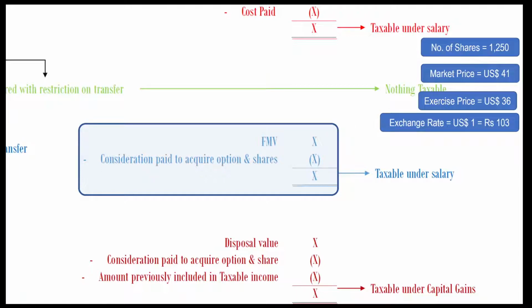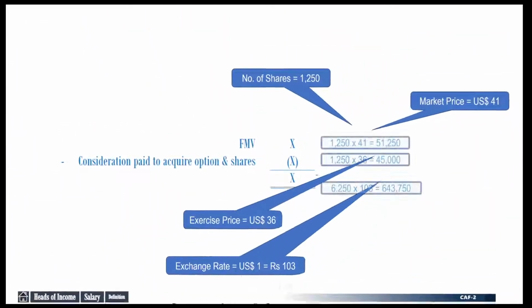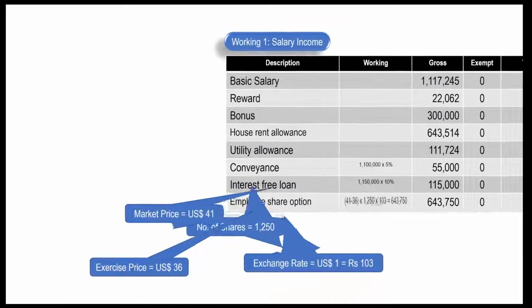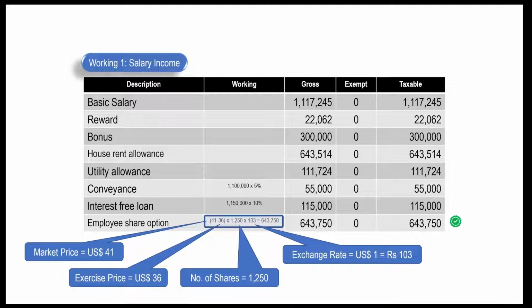of this video. From fair market value of 1250 shares, subtract the consideration paid to acquire these shares. The resultant gain will be multiplied with exchange rate to calculate rupee value. This will be included as salary income. Mention it in your working. Value comes to Rs 643750. We have also used an alternative method of calculation in working column.